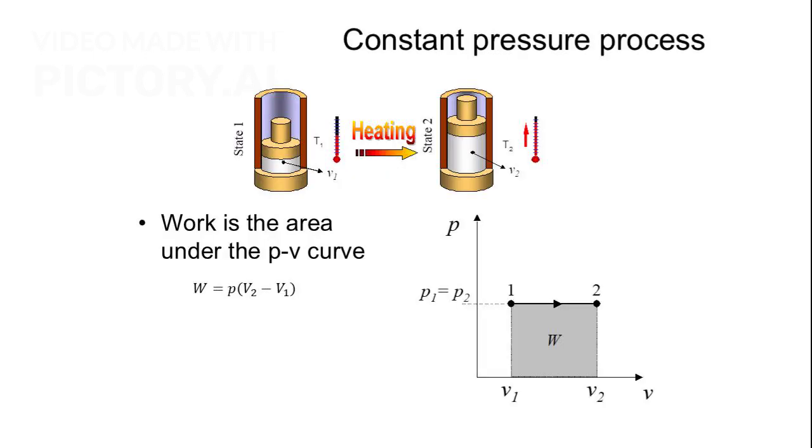In a constant pressure process, work is represented by the area under the pressure-volume curve. As we heat the system from state 1 to state 2, the pressure remains constant, and the work done is the product of pressure and the change in volume.